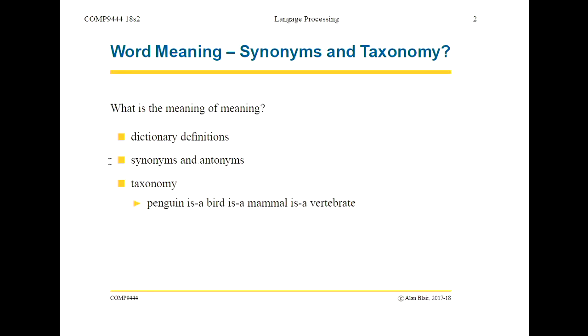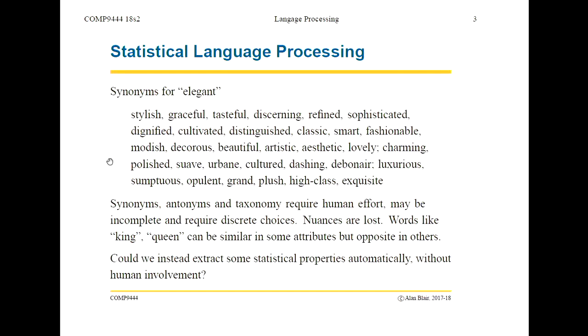Now, all of these are useful, but they have certain limitations. So first of all, let's look at synonyms. In Roget's thesaurus, these are all synonyms for the word elegant. Stylish, graceful, tasteful, discerning, lovely. So some languages like English have a really huge vocabulary, which is very nice. Chinese and classical Greek also have quite a large vocabulary. In most cases, it's because they've borrowed from a lot of other languages. So you can express very fine nuances between different words.